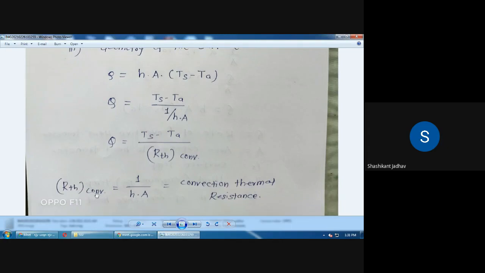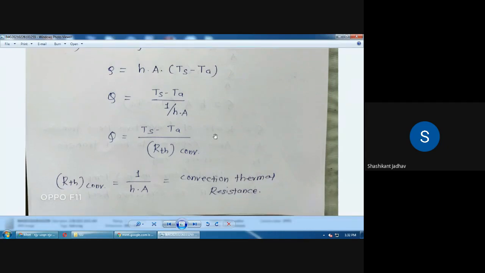So the thermal resistance of convection is equal to what? 1 upon hA. This denominator factor is nothing but resistance. So the convection thermal resistance is equal to 1 upon hA. Many times they ask to calculate the value of thermal resistance for convection. At that time we have to use this equation, 1 upon hA, to find the value of thermal resistance for the convection, that is 1 upon H into A.